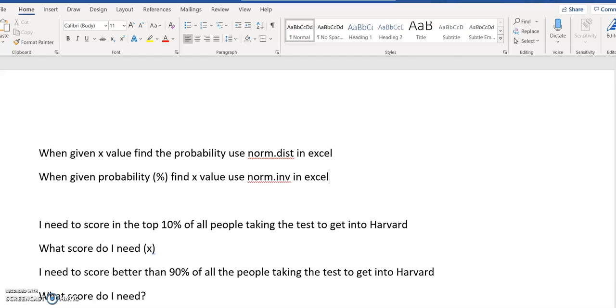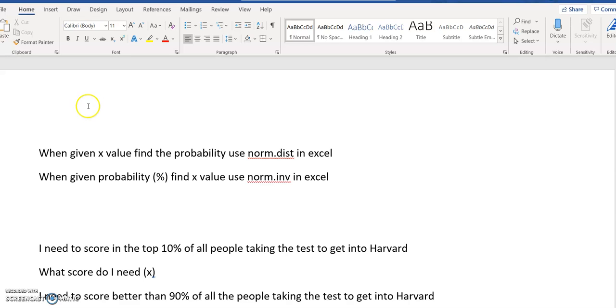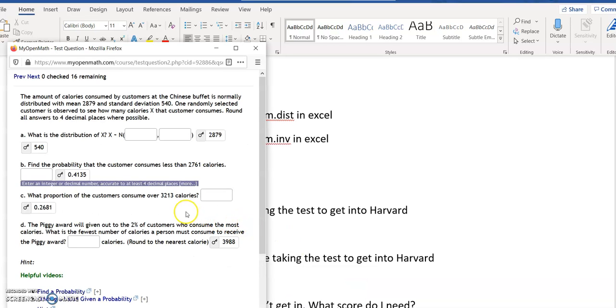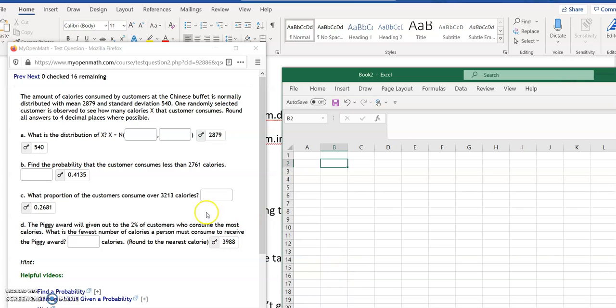Excel works left to right or less than. You have to know that when you're inputting values. But other than that, all right. So when we get to a problem using norm.inv, I'm going to go over these things. So in Excel, I'm given the x value, less than 2761. Find the probability, so I'm using norm.dist.